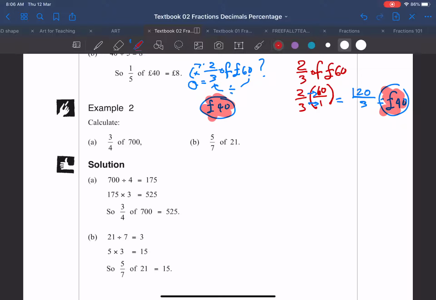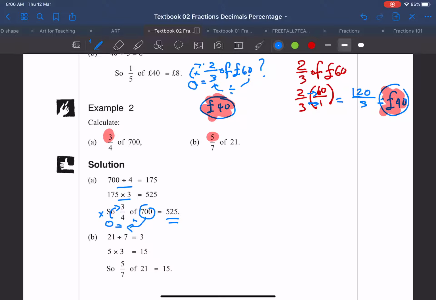This is what I explained. If the numerator is not 1, you have to divide and then multiply. This is what the book says: 700 divided by 4, and whatever the answer is, you multiply by 3. And you end up with 525.